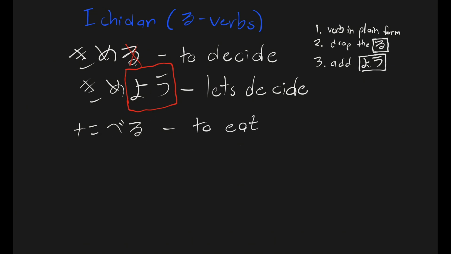Now, what do we do here? Well, we know, looking at our list of steps, it's in the plain form. Next is to drop the ru. Getting rid of that, we have tabe, and we have to add yo. So you have tabeyo, let's eat.